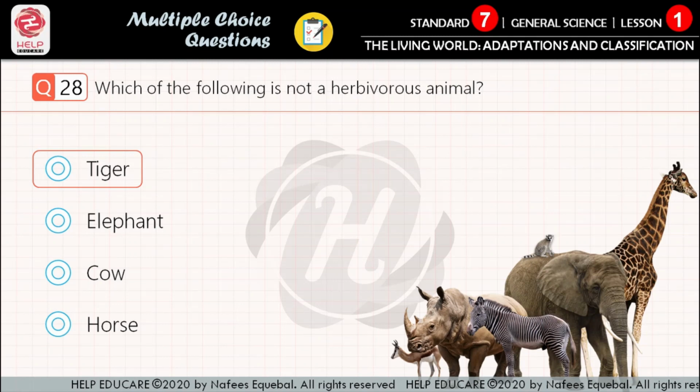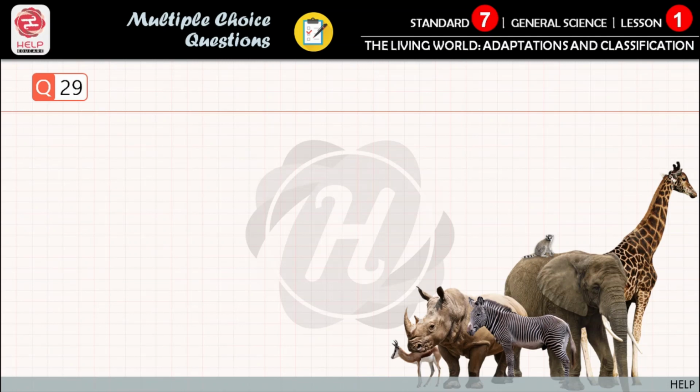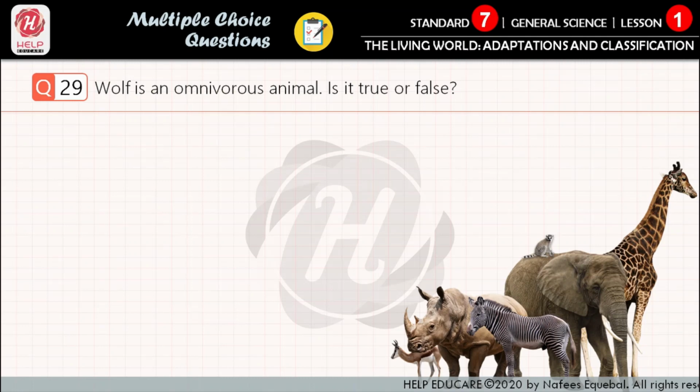Correct answer is, tiger. Question number 29. Wolf is an omnivorous animal. Is it true or false? First option, true. Second option, false.